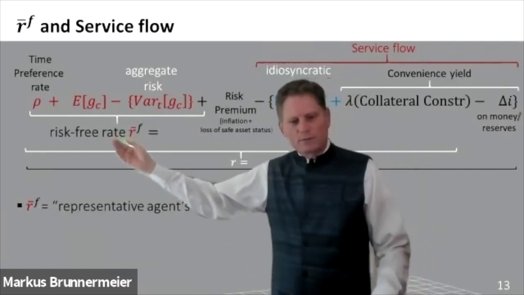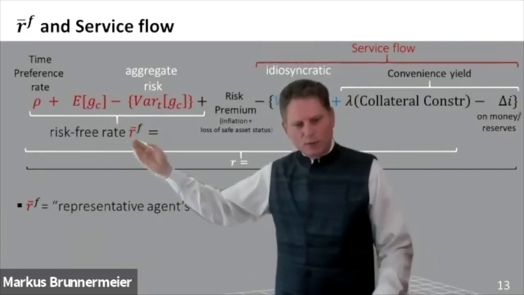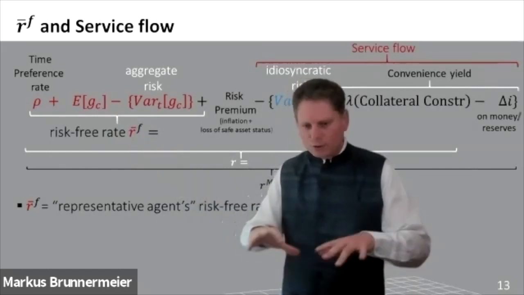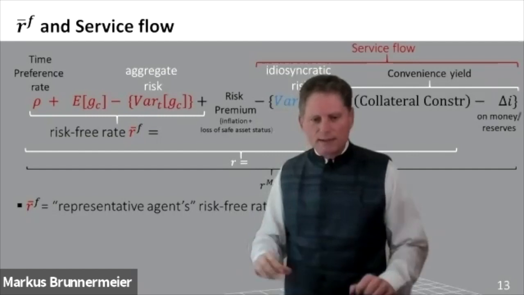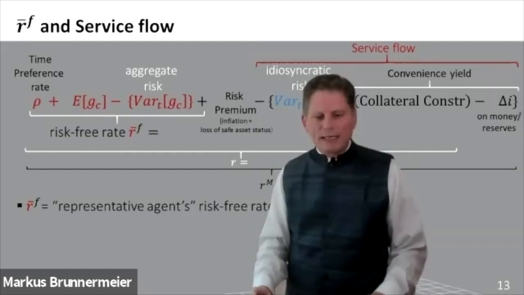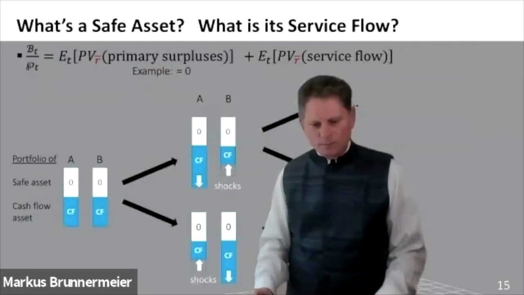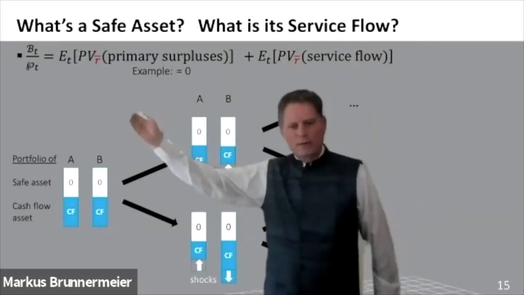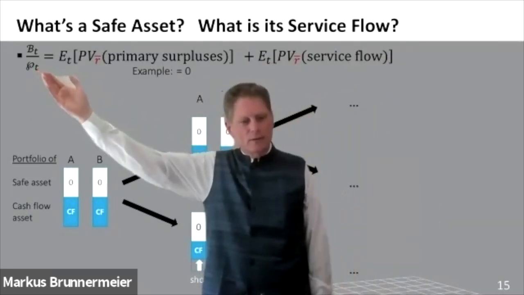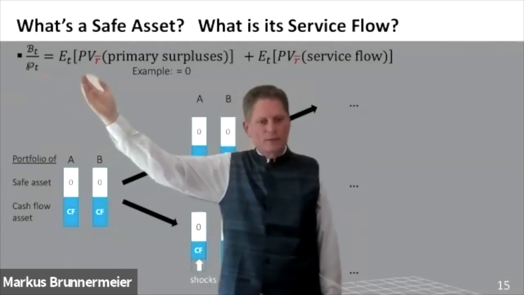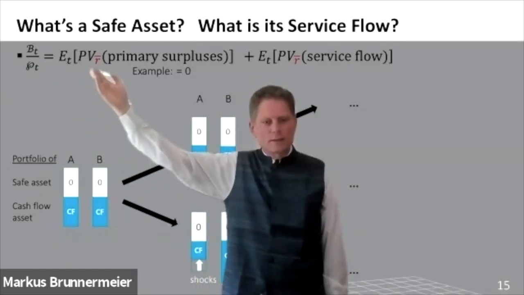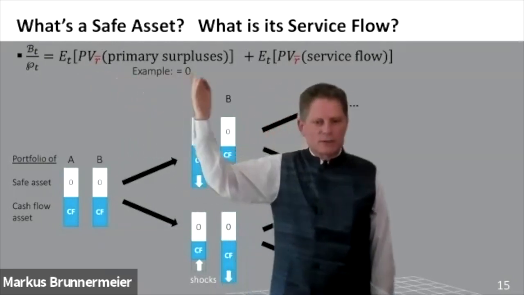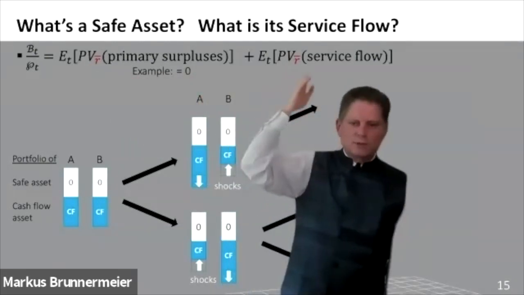The first term is meaningful because it's a representative agent economy concept, even though in the economy everybody is heterogeneous and all that. It's a construct. And the second term is some service flow. To illustrate that, we have the real value of the government bonds again, or for any asset, you have the expected present value, discounted now with this R bar, of the primary surpluses plus some service flow.